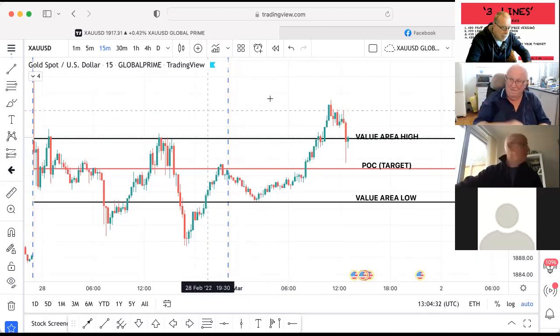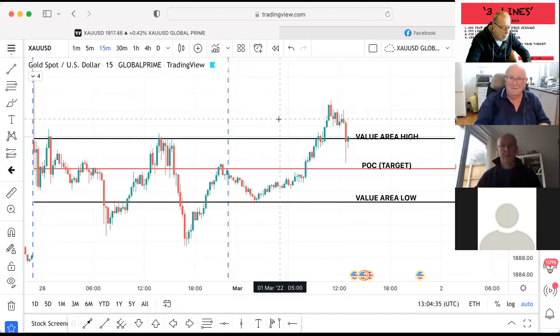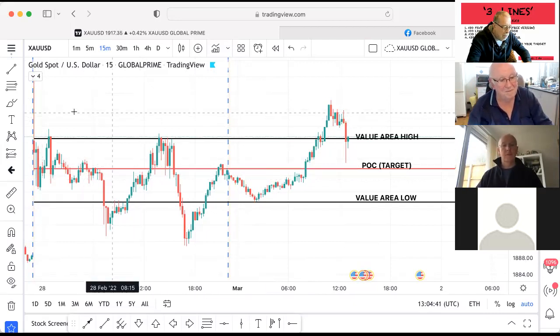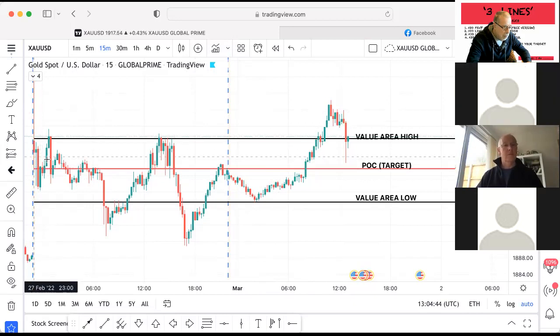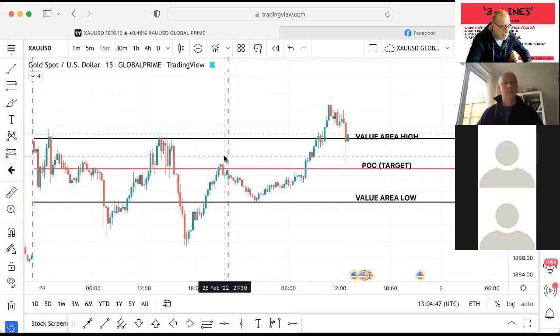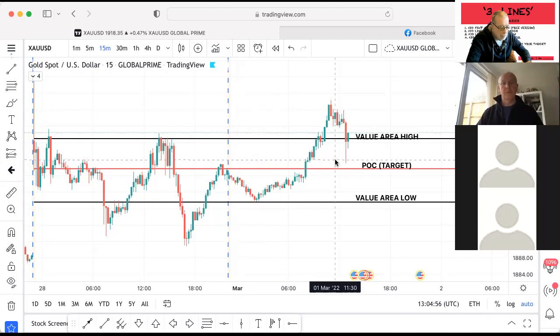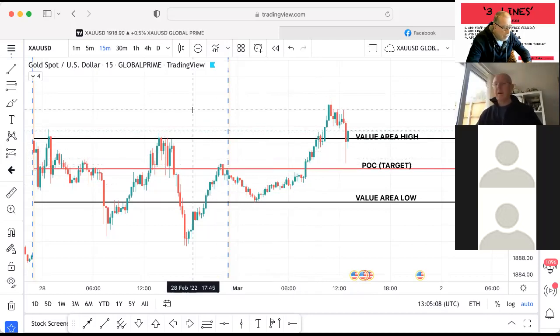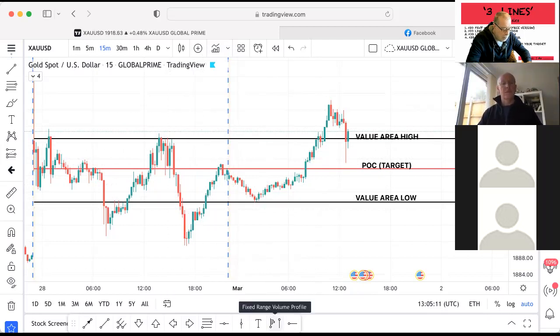So I'm looking at gold on the 15-minute chart. The two dashed vertical lines are the session breaks. The period between these two vertical lines is yesterday's trading period, and after the right-hand dashed line is today's trading period. I've already marked on the value area high, value area low, and yesterday's POC. I'm just going to show you again, for those people who are new, how we get those three lines.